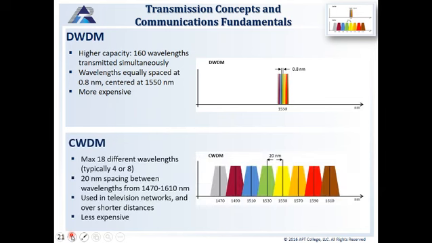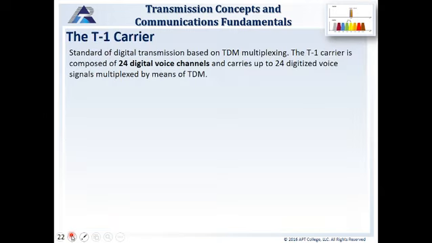Coarse wavelength division multiplexing, you can have a maximum of 18 different wavelengths. Typically what you're going to see is 4 to 8 different wavelengths, and they're spread by 20 nanometer wavelength spacing, and that's going to be between 1470 and 1610 nanometers. These are used on television networks and over shorter distances. They're less expensive because you don't have to have as finely tuned laser diodes as you would with dense wavelength division multiplexing.